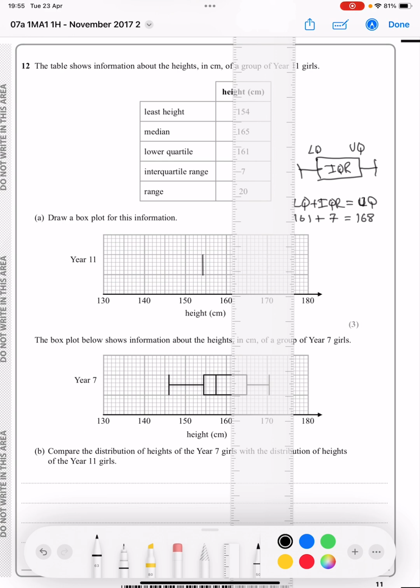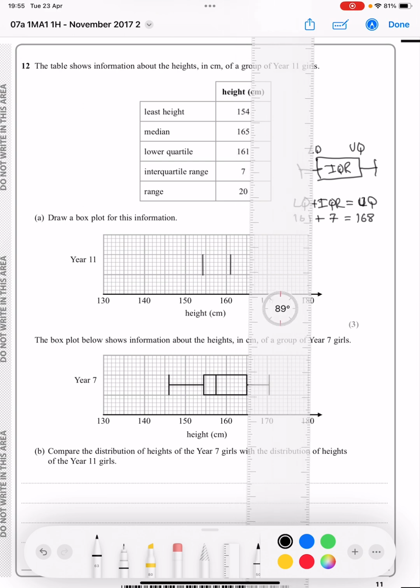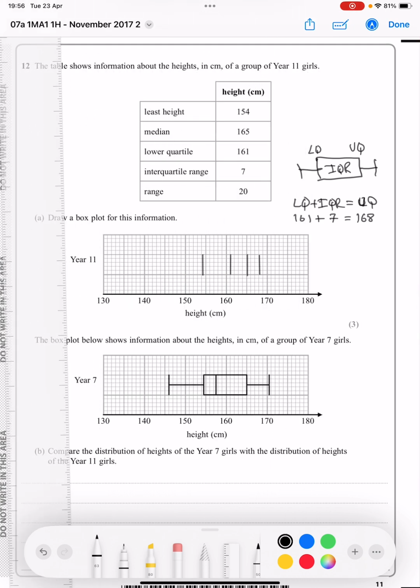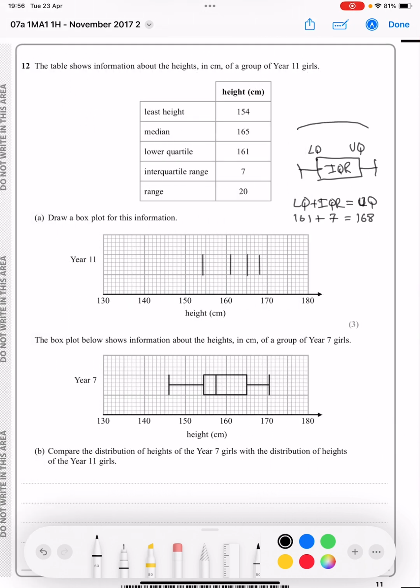Oops, I'm doing the rubber. 161. There we are. My median is 165. My upper quartile, just worked out, is 168, which is there. And then, right, the other thing here is my range. When I'm working with the range, I also know that from the beginning to the end, the difference between the least and the greatest height is the range.